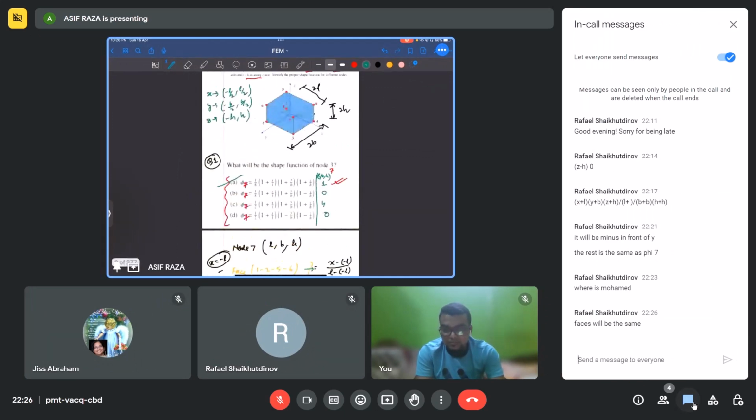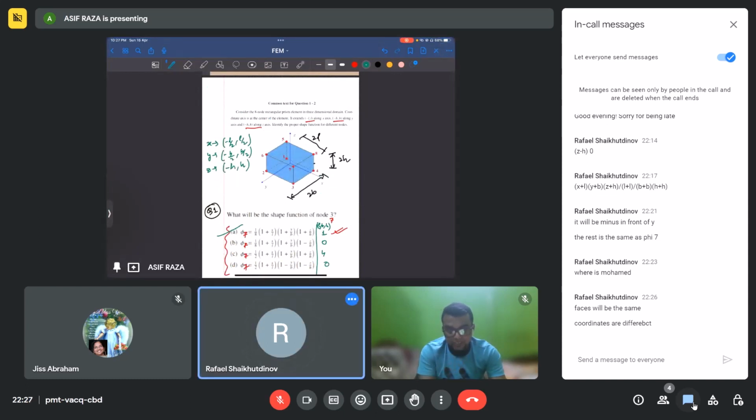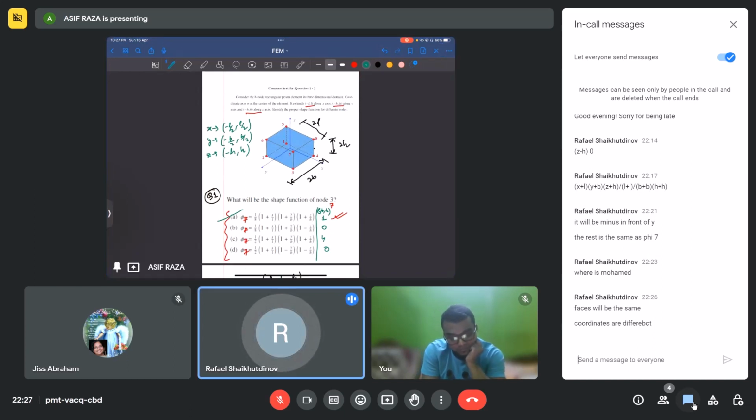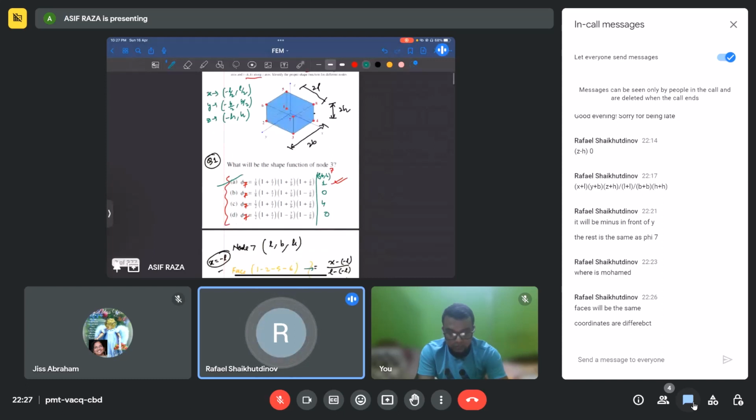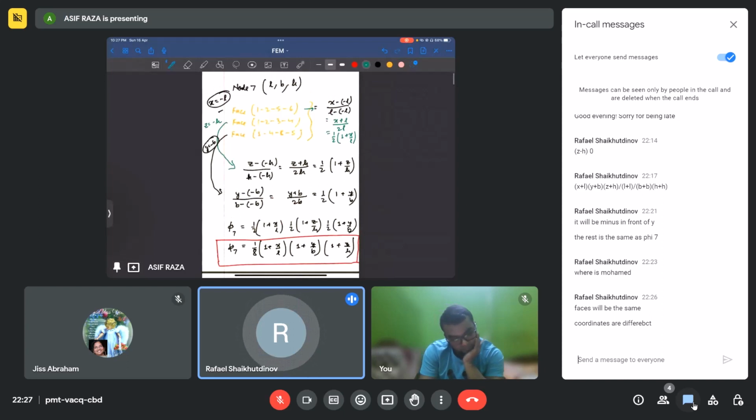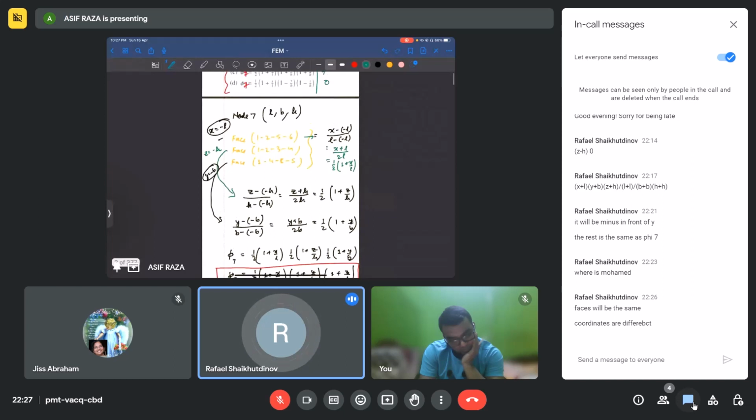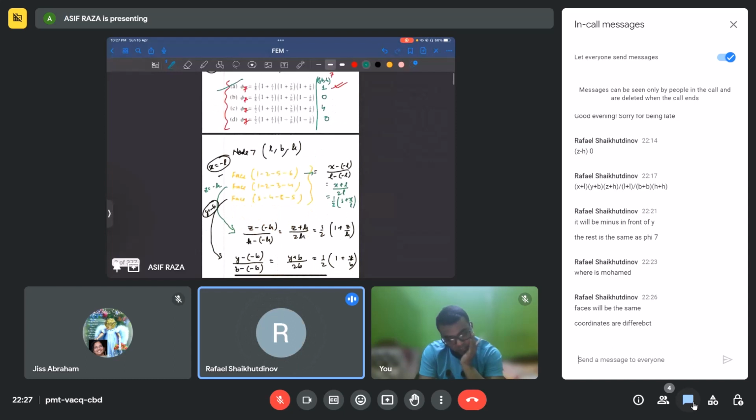Rafael, are you there? I'm here. Yeah, so quick. The faces will be the same, but the coordinates for them will be different. Yes, the faces will be the same. So we put in the answer different coordinates. For instance, for node 7, we will substitute x minus L over 2, L over 2 minus L over 2, for instance.